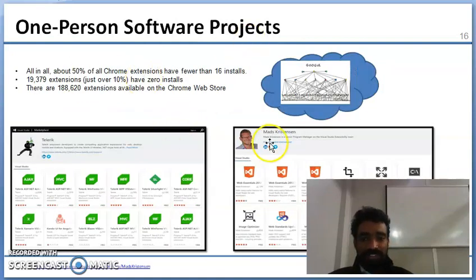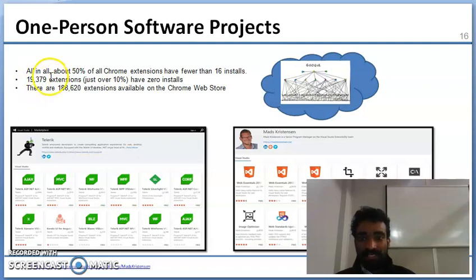The one-person software project, yes, it is possible, because you can see the person here. He is a single person who developed the enhancements for Visual Studio or the Microsoft platform. There's another one who has contributed his part in agile and in different areas. Even this is a plugin thing, even this is an enhancement thing. But coming to this point, 50% of the Chrome extensions have less than 16 installations, just 16 installations. Everything is a copy and paste thing, which is of no use.